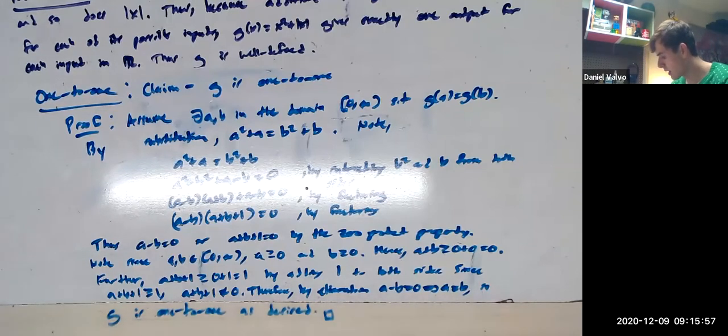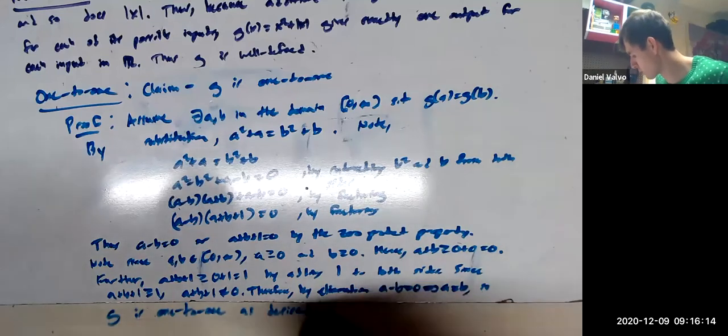So yeah, this is how you prove that g is 1 to 1. Again, you just assume there are elements a and b in the domain so that g of a equals g of b, and then show a must equal b. That means there are no two distinct elements that map to the same element. Therefore, it's 1 to 1.